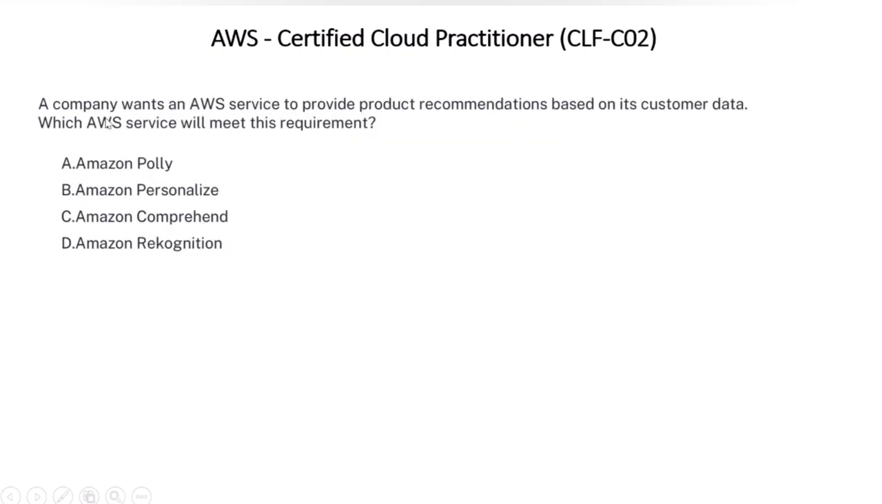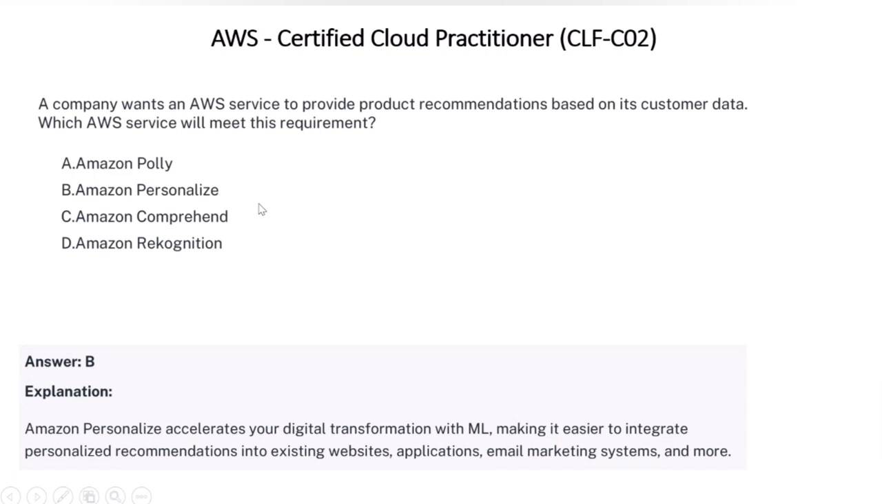Next question. A company wants an AWS service to provide product recommendations based on its customer data. Which AWS service will meet this requirement? Option A, Amazon Polly. Option B, Amazon Personalize. Option C, Amazon Comprehend. Option D, Amazon Rekognition. The correct answer is option B, Amazon Personalize. Amazon Personalize accelerates your digital transformation with machine learning, making it easier to integrate personalized recommendations into existing websites, applications, email marketing systems, and more.